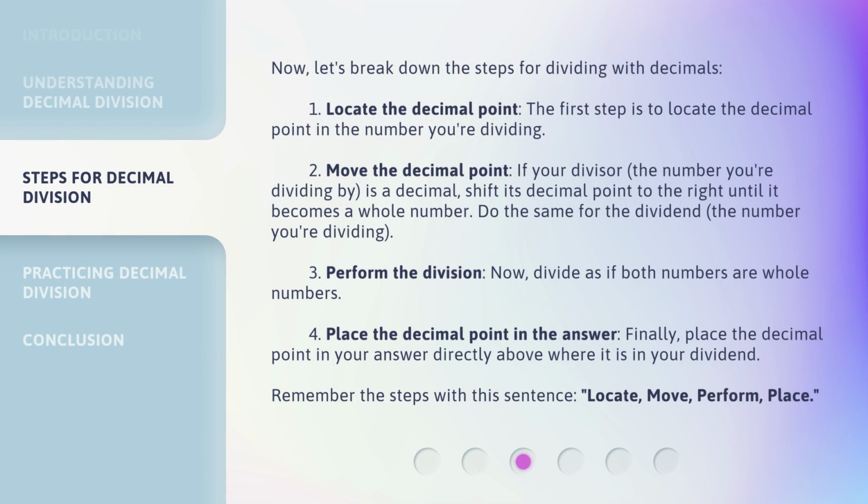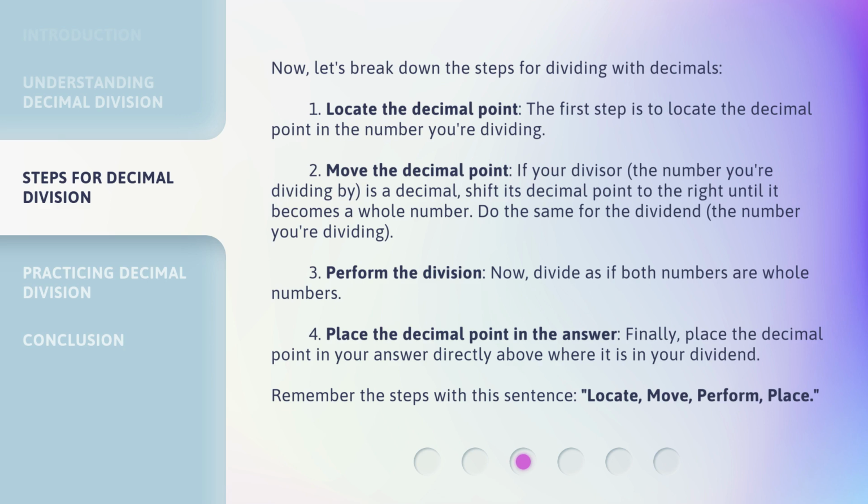Now, let's break down the steps for dividing with decimals. 1. Locate the decimal point. The first step is to locate the decimal point in the number you're dividing. 2. Move the decimal point. If your divisor, the number you're dividing by, is a decimal, shift its decimal point to the right until it becomes a whole number. Do the same for the dividend, the number you're dividing.